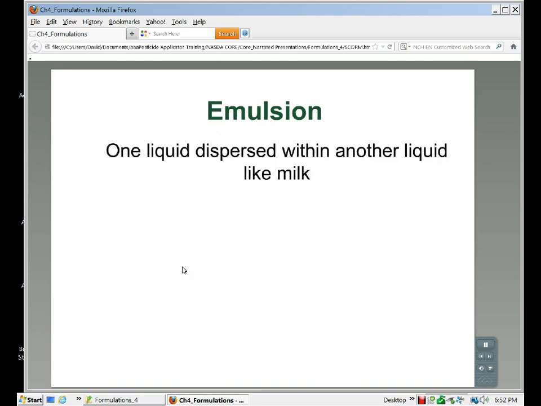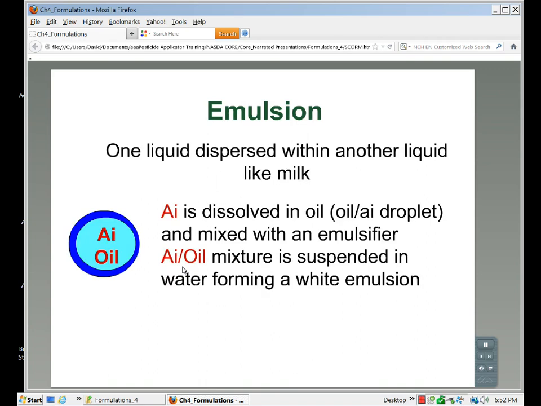An emulsion is when one liquid is dispersed within another liquid, like oil and water. With pesticides, the active ingredient is usually pre-dissolved in an oil-based solvent, like a petroleum solvent. Emulsifiable concentrate formulations form an emulsion.